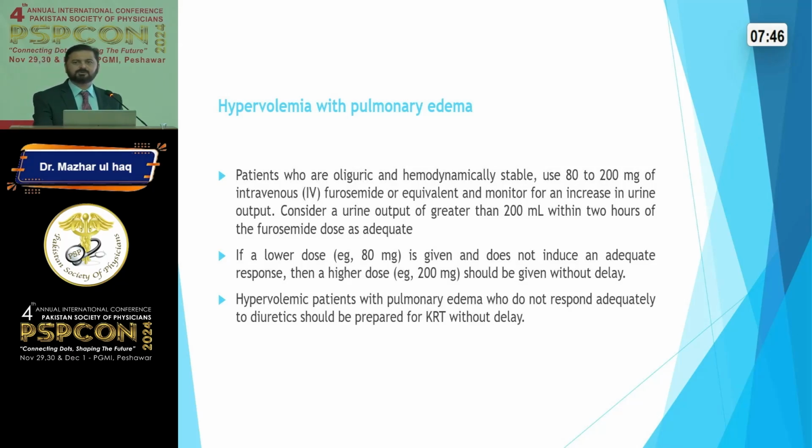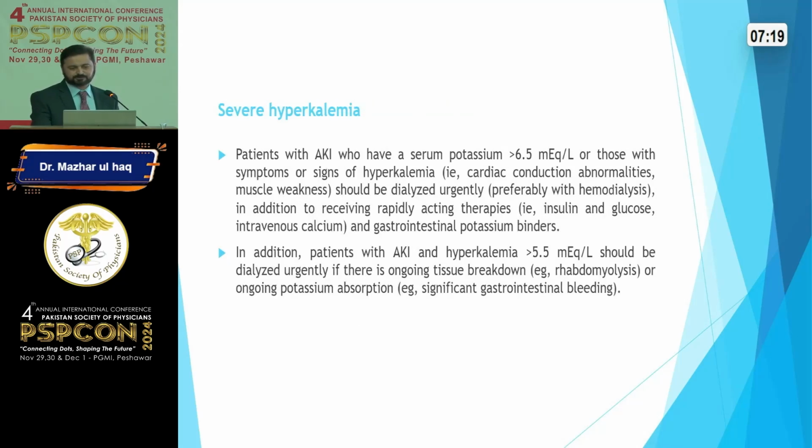And how will you assess adequacy? You should get a response of more than 200 ml within 2 hours of the furosemide dose, roughly 1 ml of urine for 1 mg of diuretic. So if you are giving 80, you will expect 80 ml of urine. If you are giving 200 mg, you will expect 200 ml within the 2 hours. But if the patient is not responding to all these things, you will have to go for renal replacement therapy.